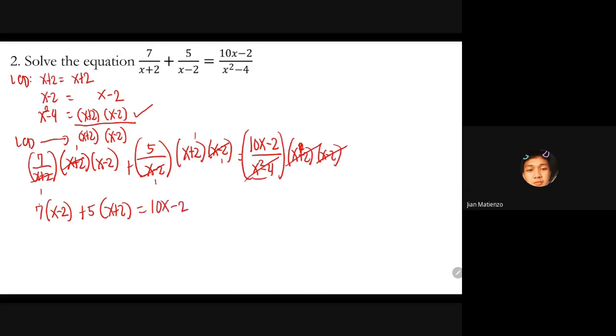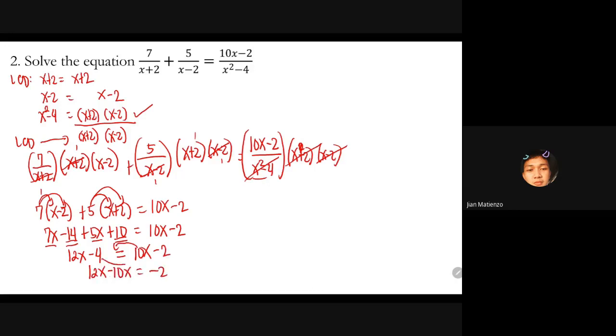Okay? So you distribute this: 7 times x, that is 7x. 7 times negative 2, that's negative 14, plus 5 times x, that's 5x. 5 times 2, that's 10, equals 10x minus 2. You can combine 7x and 5x, that will give you 12x. Negative 14 and positive 10, that will give you negative 4, which is equal to 10x minus 2. So we have now 12x minus 10x is equal to negative 2. Transpose this negative 2, it's plus 2.